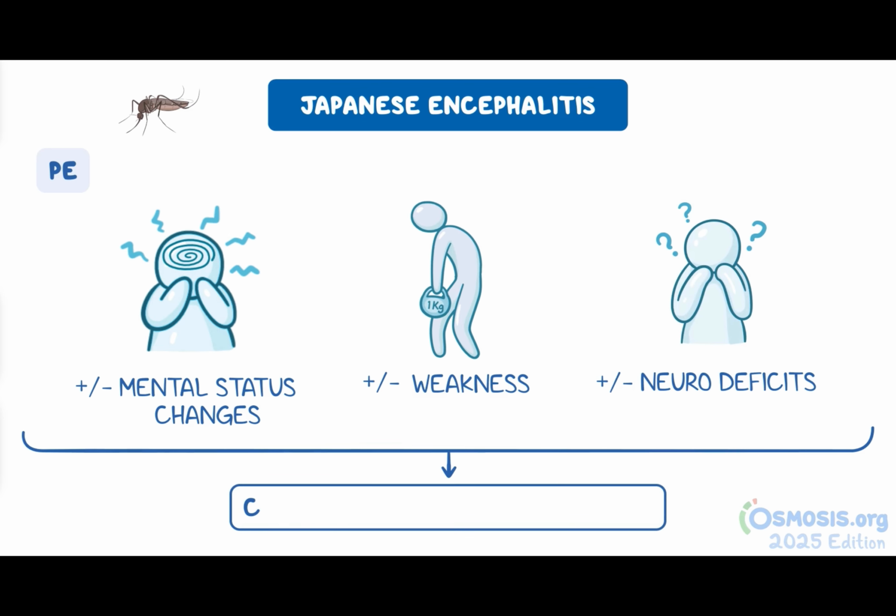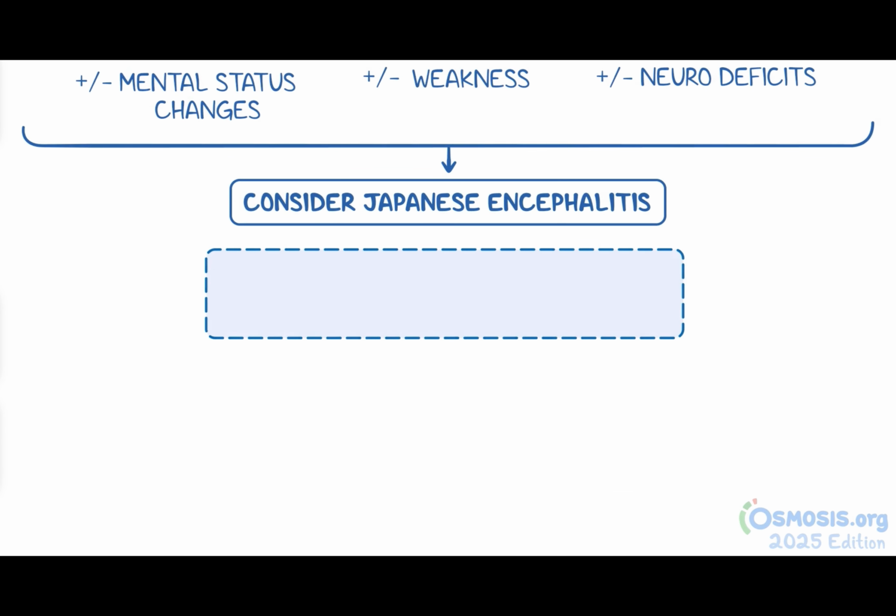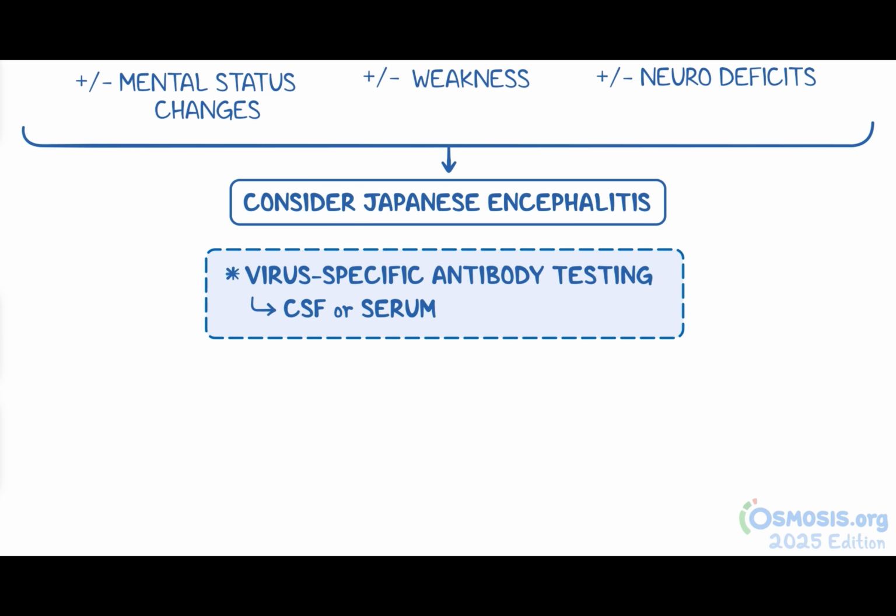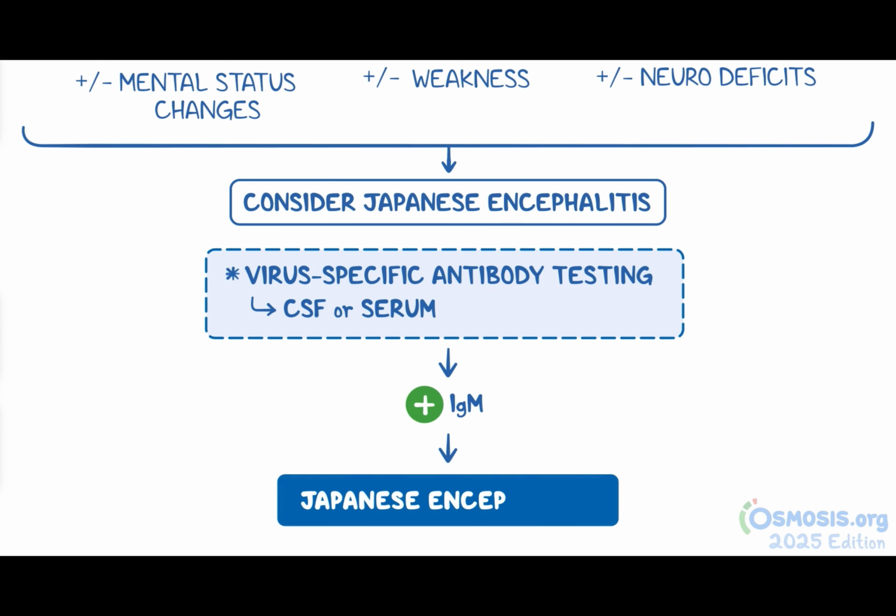With these findings, consider Japanese encephalitis and order virus-specific antibody testing on the patient's cerebrospinal fluid or serum. If immunoglobulin M is present in serum or cerebrospinal fluid, diagnose Japanese encephalitis.